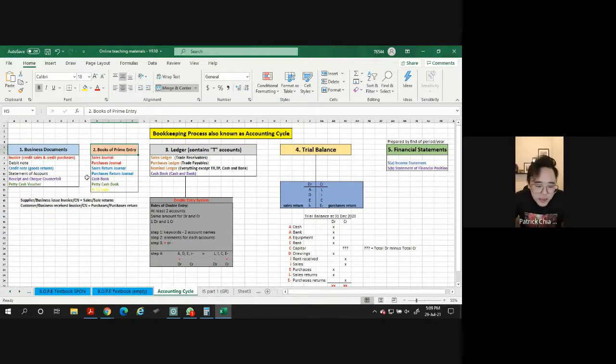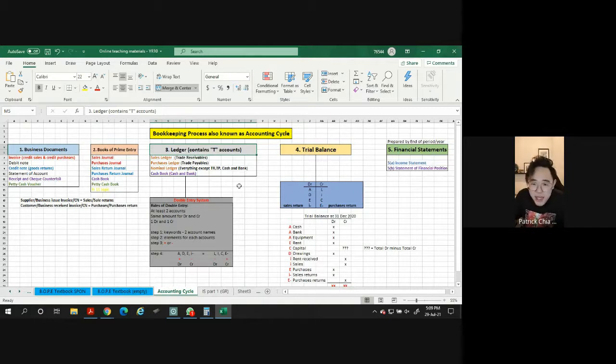So for these notes here, I have already color coded. Usually I like to use this to recap the whole bookkeeping process, the first few things, so that you know how they're all linked to each other. Then after books of prime entry, then what? Then after that, things will go to the T account, which is all under this thing called ledger.